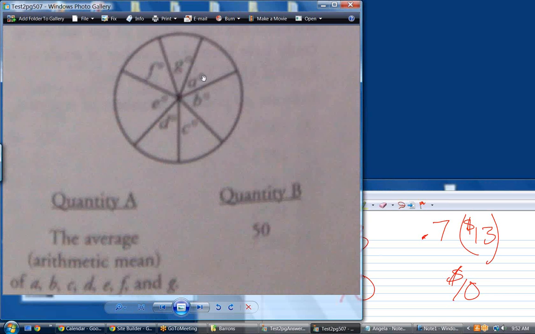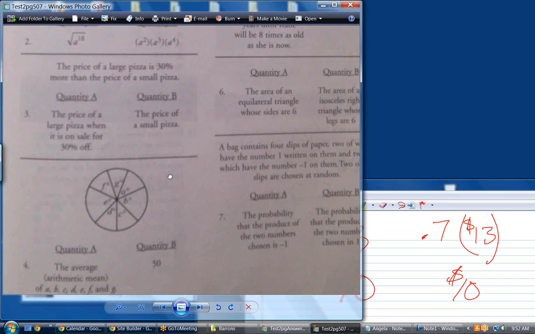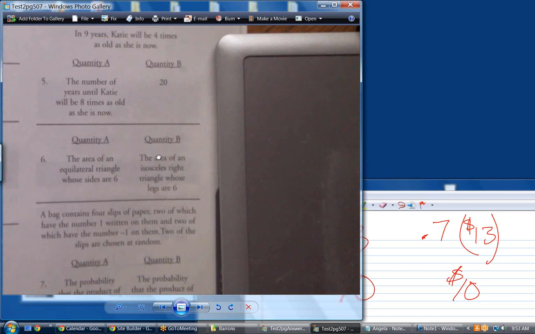You know what? First of all, let's see if we can figure out. This goes A, B, C, D, E, F, G. Now I have to make it a little smaller so that I can see the problem. So we have 1, 2, 3, 4, 5, 6, 7 angles. Okay, in this case, quantity A will be larger, because 360 divided by 7 is bigger than the number 50. Yeah, because 350 divided by 7 is 50.